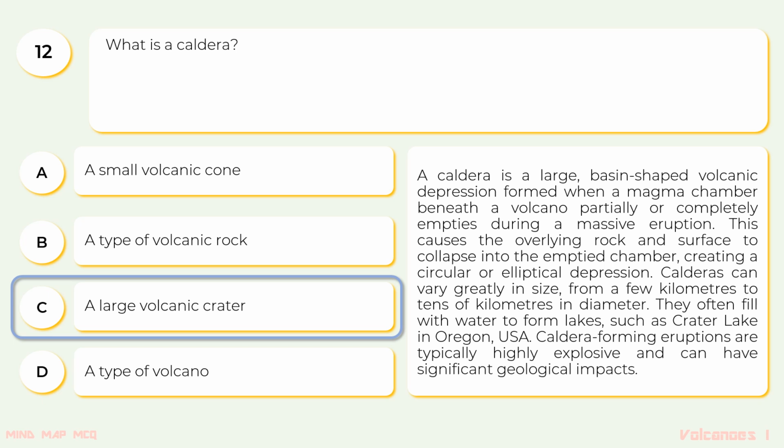volcano partially or completely empties during a massive eruption. This causes the overlying rock and surface to collapse into the emptied chamber, creating a circular or elliptical depression. Calderas can vary greatly in size, from a few kilometers to tens of kilometers in diameter. They often fill with water to form lakes, such as Crater Lake in Oregon, USA. Caldera forming eruptions are typically highly explosive and can have significant geological impacts.